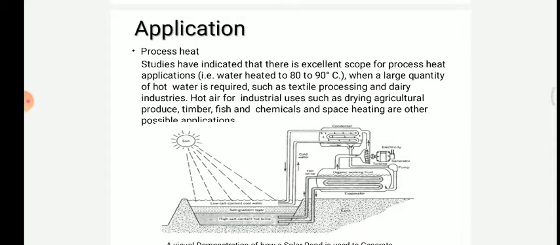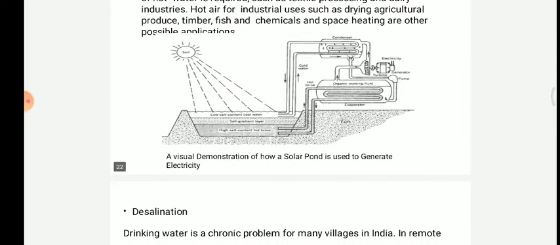Even if you need hot water in a very large quantity, like industrial use or some process, such as dairy industries, hot air or hot water in a heat exchanger, you can directly use it in that particular application. And also this type of heat will be used in the agriculture industries, as well as timber, fishing, chemical and space heating possible applications.